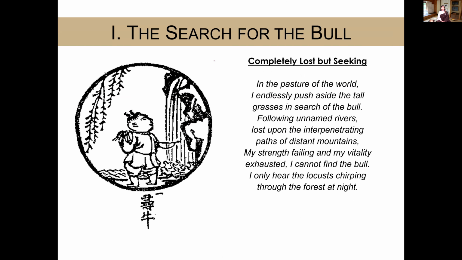The poem that accompanied this was written at the same time in the Song Dynasty by another Zen master. "In the pasture of the world, I endlessly push aside the tall grasses in search of the ox, following unnamed rivers, lost upon interpenetrating paths of distant mountains. My strength failing and my vitality exhausted, I cannot find the ox. I only hear the locusts chirping through the forest at night." So there's an illusion of strength and vitality, exhausted.